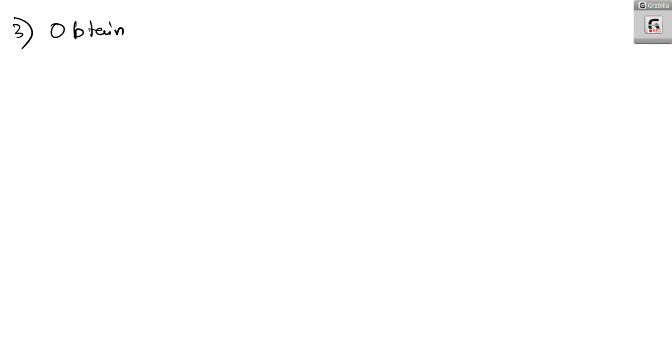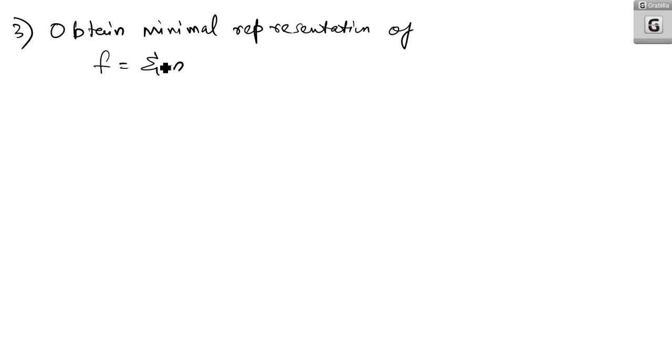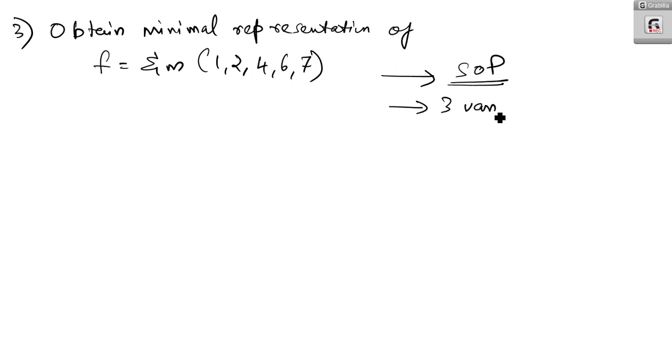Obtain minimal representation of F is equal to sigma m (1, 2, 4, 6, 7). So the given expression is in standard SOP form, and again you have up to 7. That means 2 cube minus 1. So you can go for a 3 variable K-map.